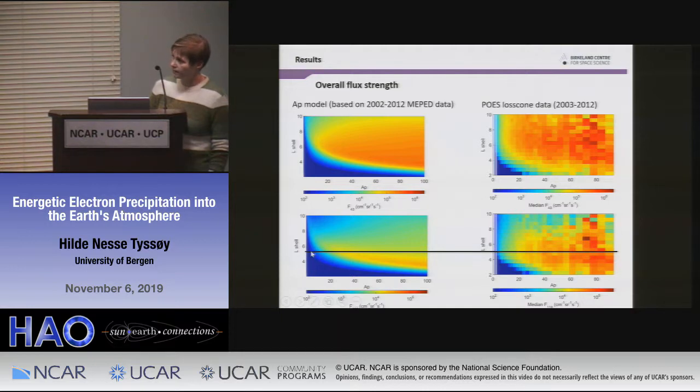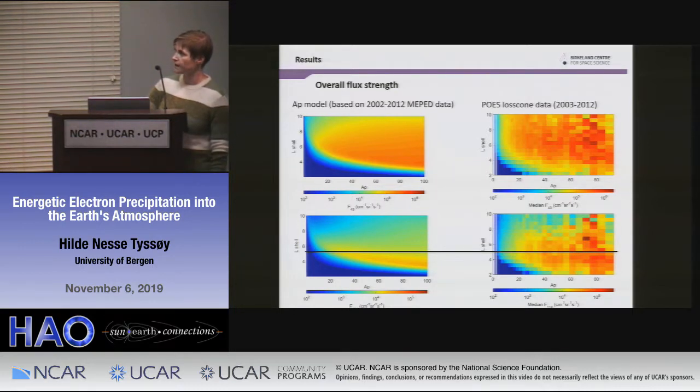Then the AP model gives you a kind of local maximum here in the heart of the radiation belt. Maybe if we follow an L shell to higher AP values, like this line shows, then we have a local maximum at quite low AP values, which we don't find in the loss cone data. So whether that is physical or not could be discussed. But as expected, more fluxes in the loss cone data.